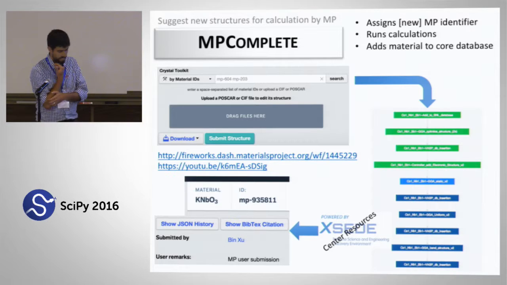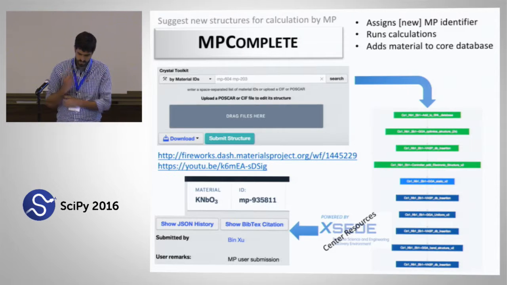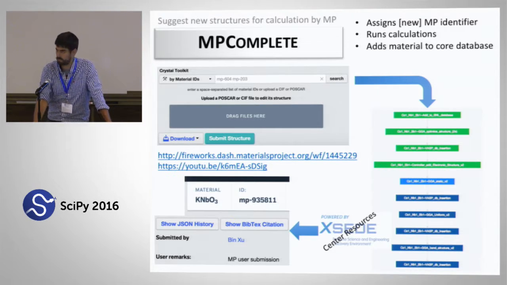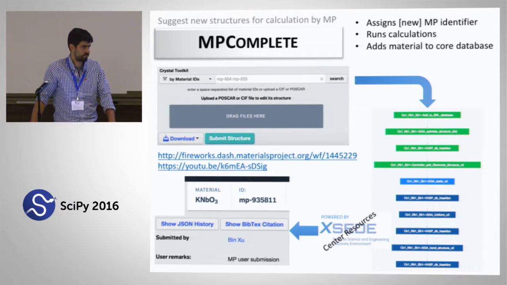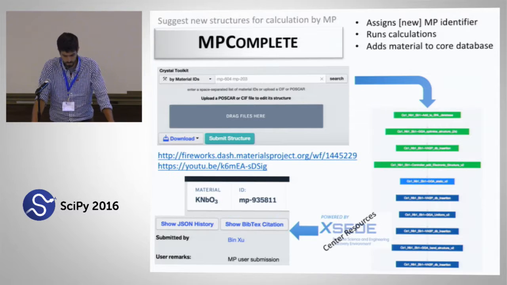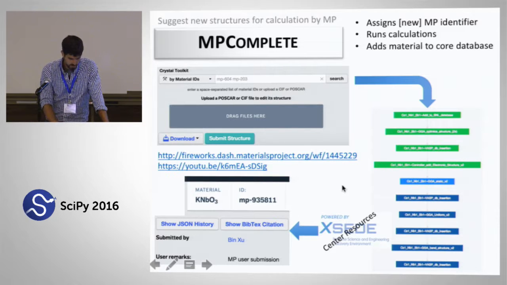So MP-complete, as I said, is a new service for the user community to suggest new structures and get them calculated by the Materials Project. It assigns an identifier, it runs the calculation, and then adds the material to our core database. So it's really part of the well-defined data set that we have, and that runs our web page.